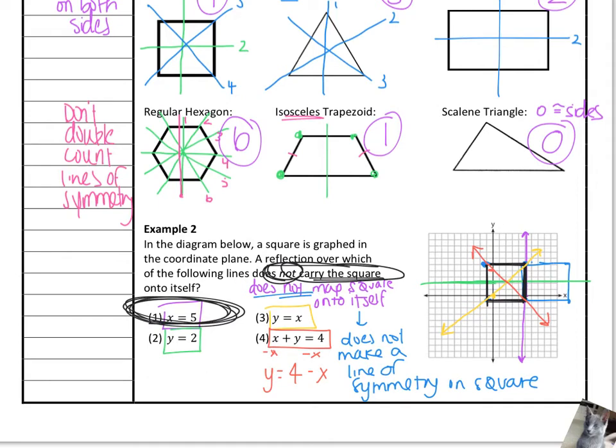If you flip it over and take a look at the back side, sorry about that big line, you will see that we're going to start talking about rotational symmetry after we get one more problem with line symmetry.